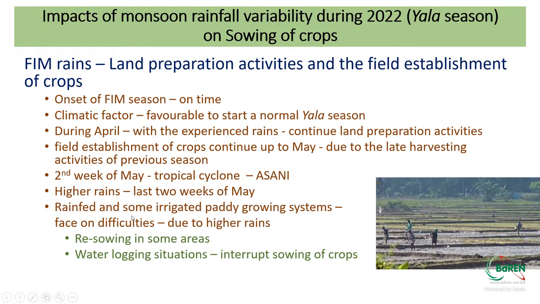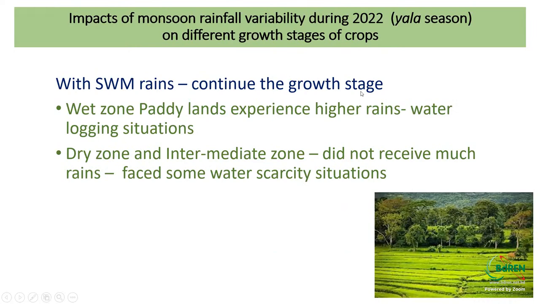Rain-fed and some irrigated paddy growing systems faced some difficulties due to the higher rainfall. In some areas there was re-sowing because of flooding. Waterlogging interrupted the sowing of crops, and the growth stages continued during the southwest monsoon rains.